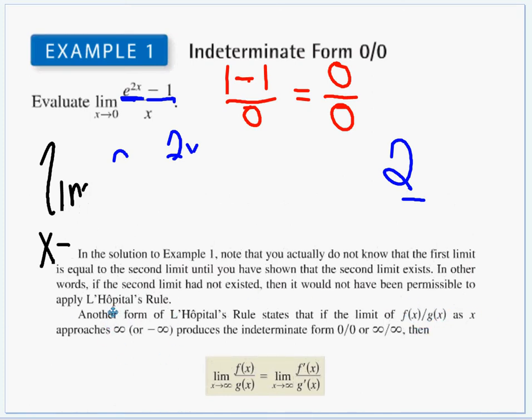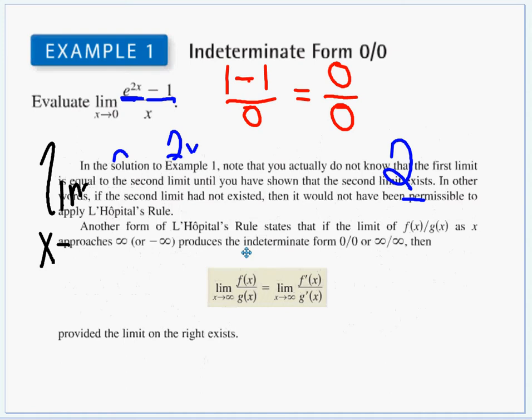Another form of L'Hopital's rule states that if the limit of f of x over g of x as x approaches infinity or negative infinity produces the indeterminate form 0 over 0 or infinity over infinity, then the limit of the original function f of x over g of x is the same as the limit when we derive those numerators and denominators, provided that the limit on the right exists.